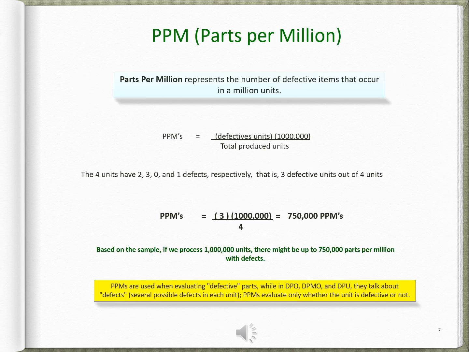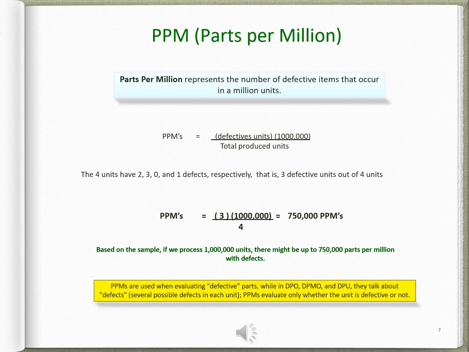PPM stands for parts per million. It represents the number of defective items that occur in a million units. PPM is obtained by multiplying the number of defective units in the sample by 1 million, and then dividing the product by the total number of produced units, that is, the sample size.